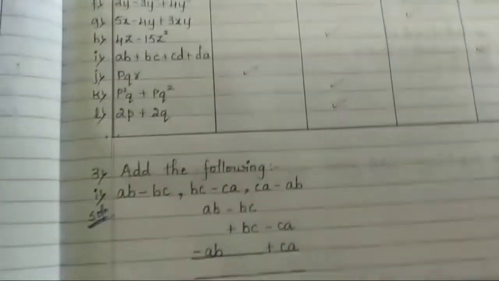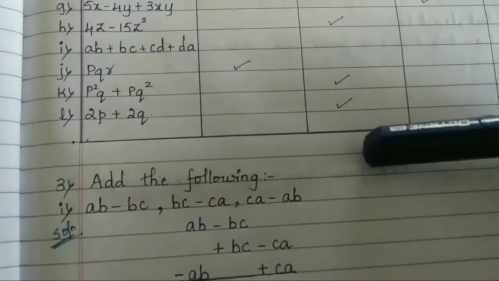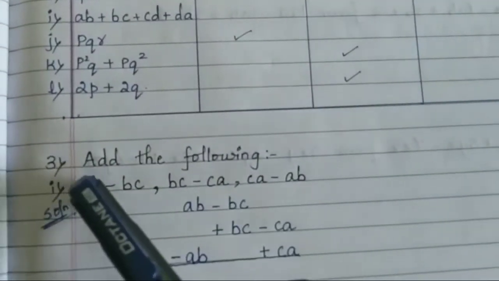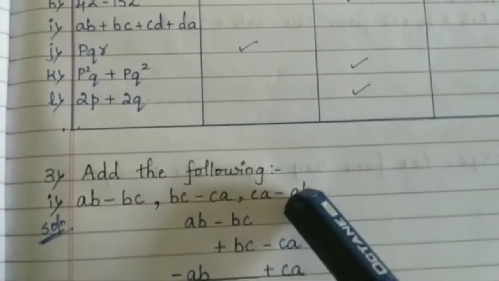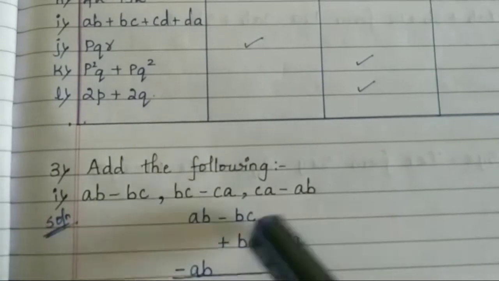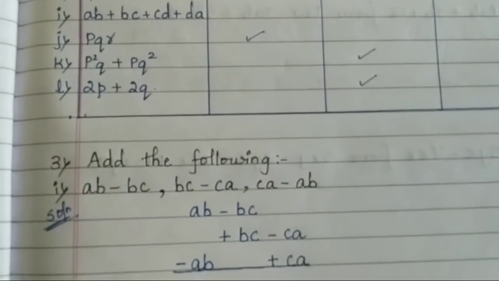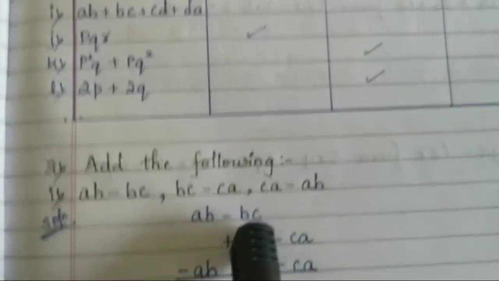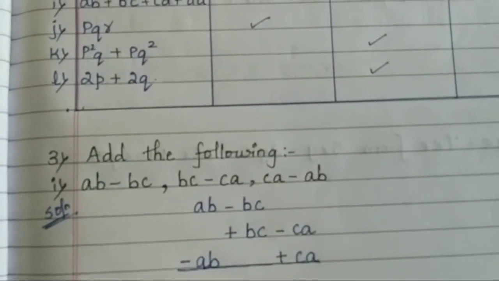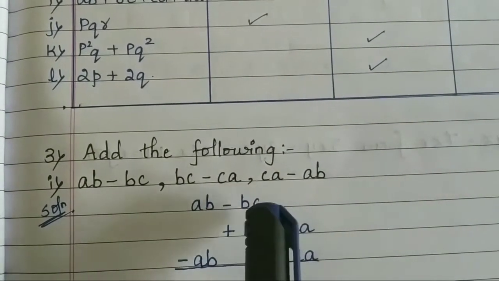So next, coming to the next question, add the following. Here there are 3 expressions given, not terms. They are called expressions. 3 expressions are given and you have to add them. The first expression is written as AB minus BC.